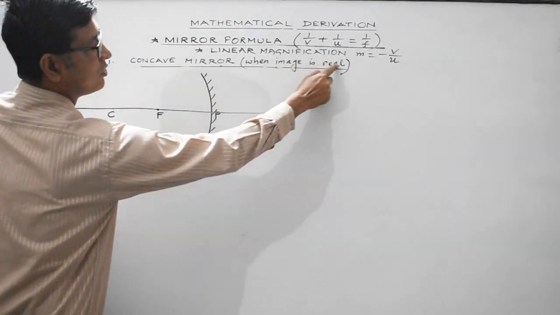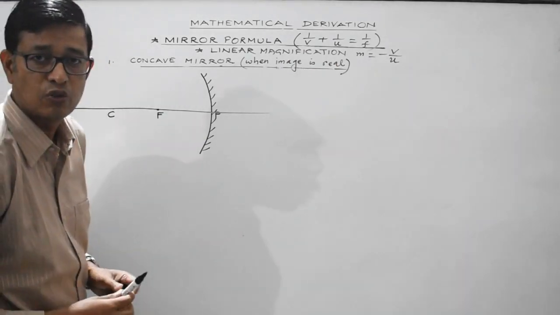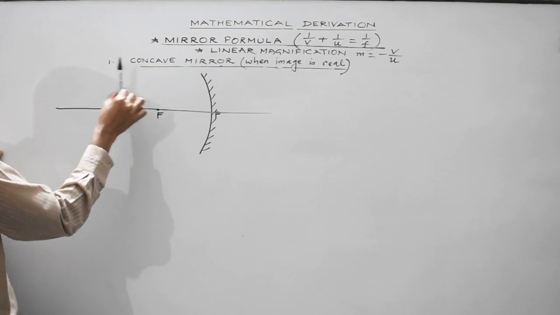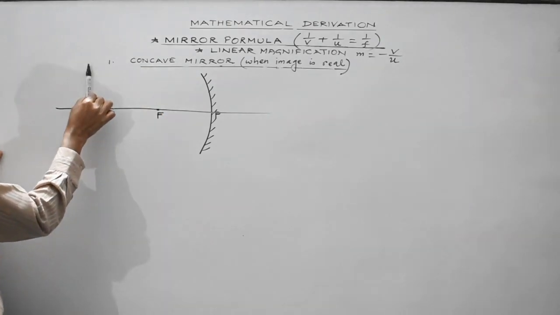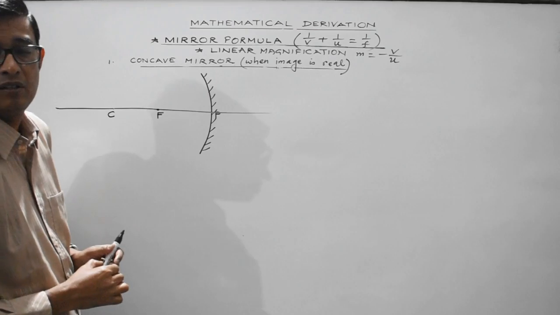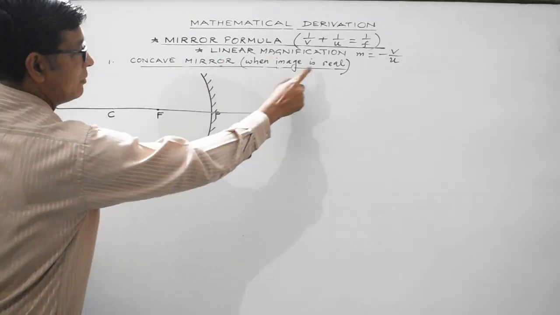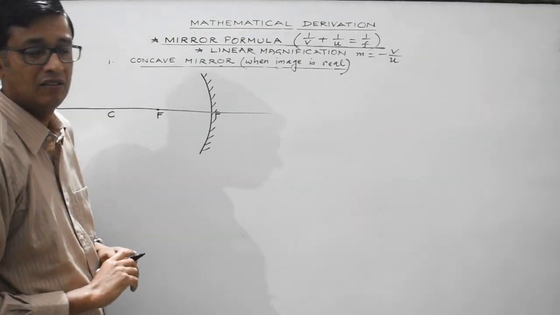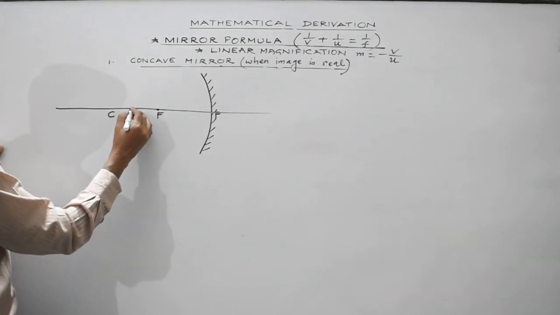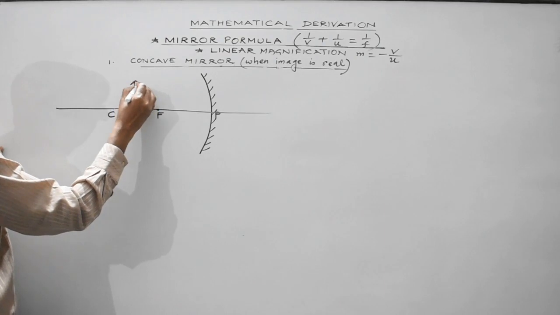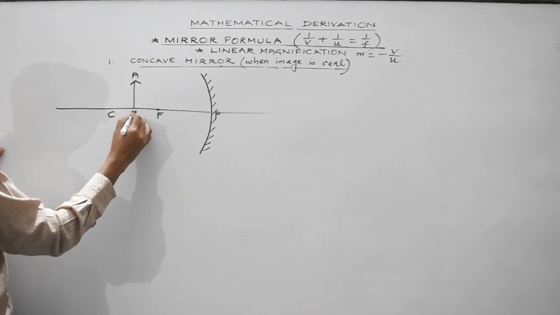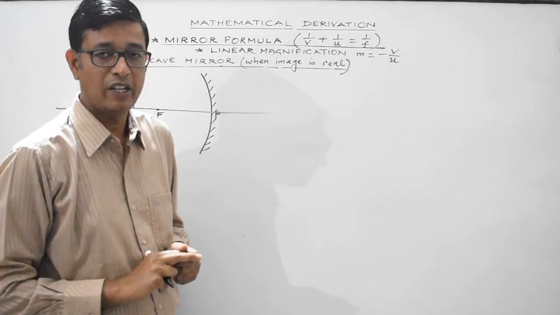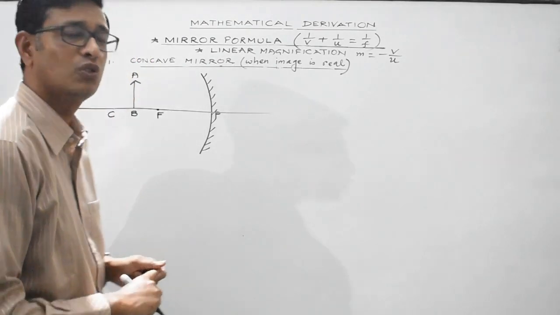So when the image is real, it's your wish, students, you can place the object anywhere beyond F, at C, beyond C, at a far away distance. But in order to obtain a real image, the object is to be placed beyond F. That is the key, right? Let us assume the object is placed over here. Suppose this is the object, AB. I have told you about the 4 rules of image formation, so let's make use of those rules.